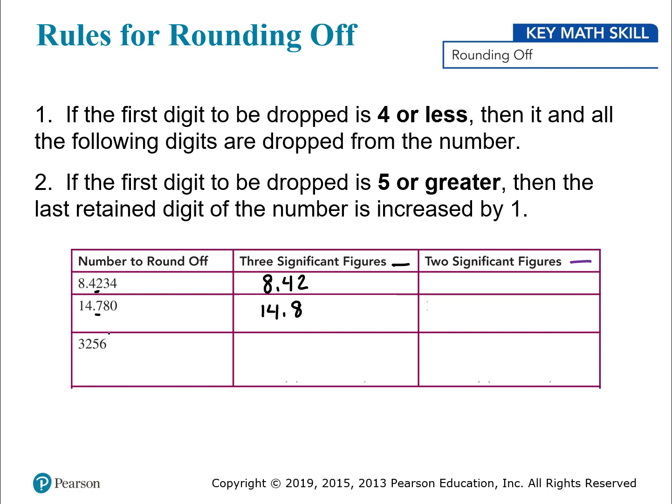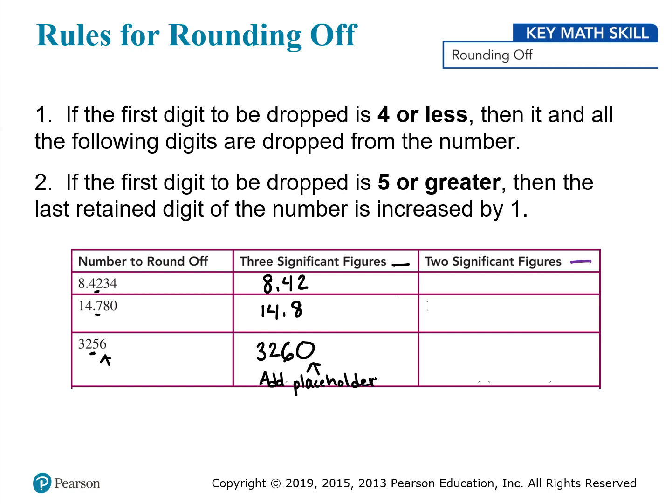3,256. 3 sig figs means the 5. The number next to it is a 6, which is 5 or greater. So we're going to bump that 5 up to a 6. 3, 2, 6. Watch this. Add a 0. Why? Because we need to hold the place of that 6. 326 is not the same as 3,260. So we have to replace that 6 in this number with a 0. Okay? That's called adding a placeholder 0.